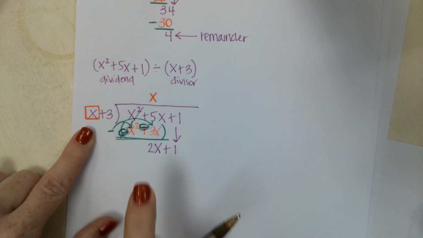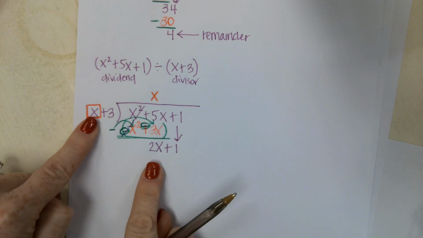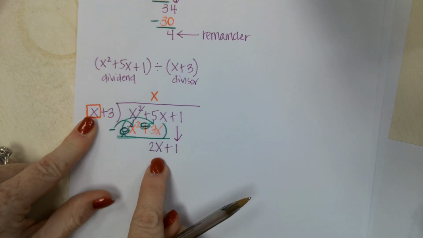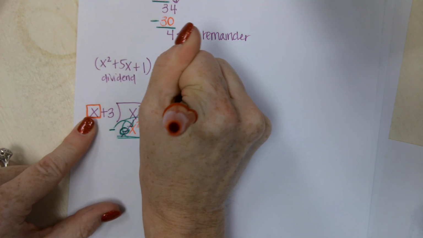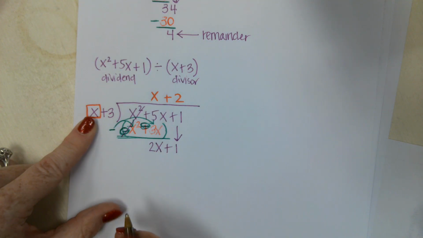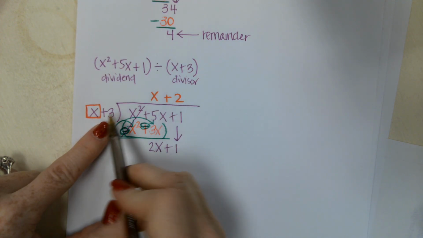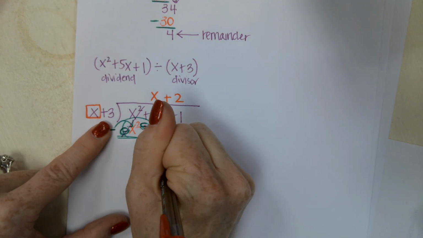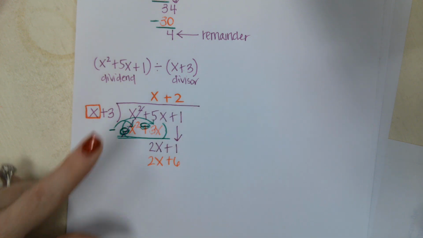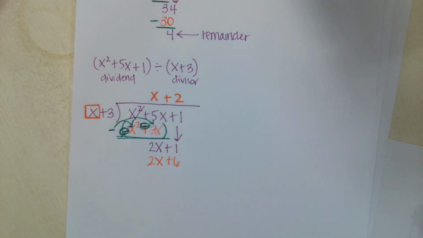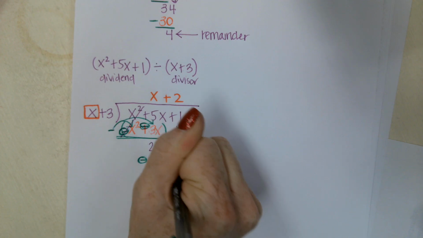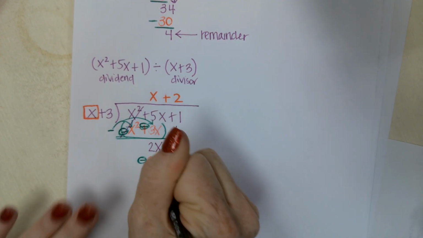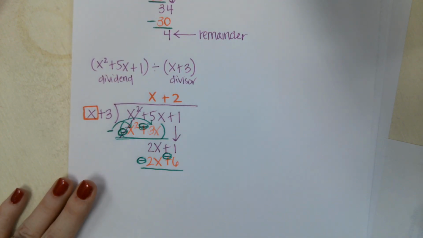And I'm comparing, what would I multiply by x to give me exactly 2x? A 2. Okay, so I'm going to put a positive 2 up here. And then I'll distribute that. That's 2 times x and 2 times 3. So that's going to be 2x plus 6. Okay? Now I come through and subtract. So that's going to change all of my signs just on that bottom polynomial. Okay?